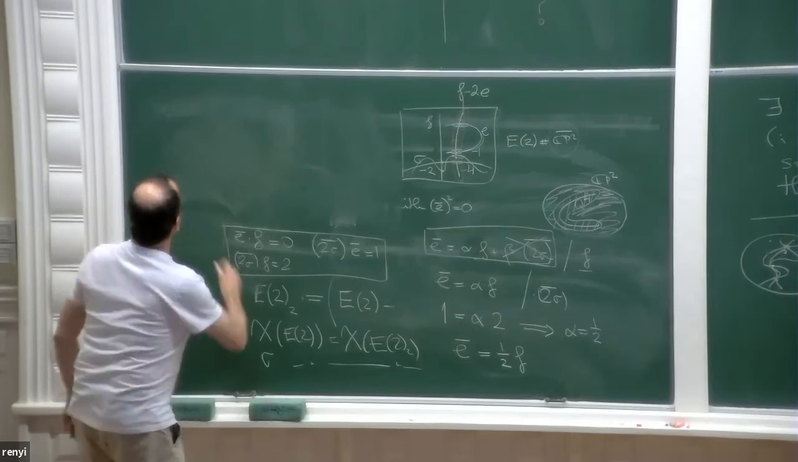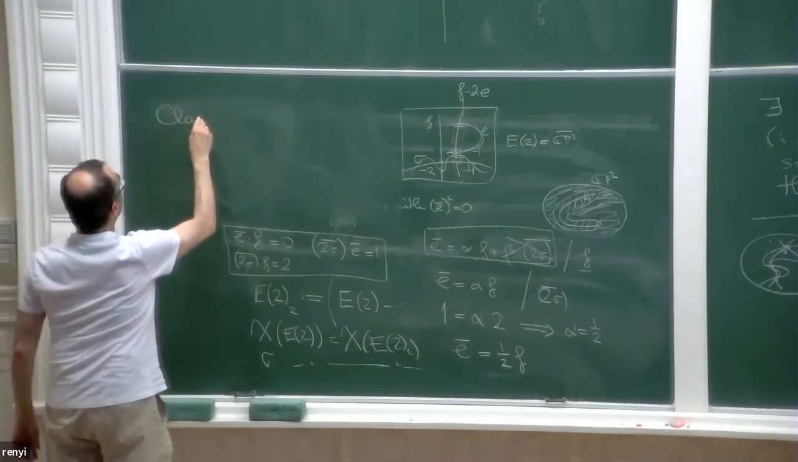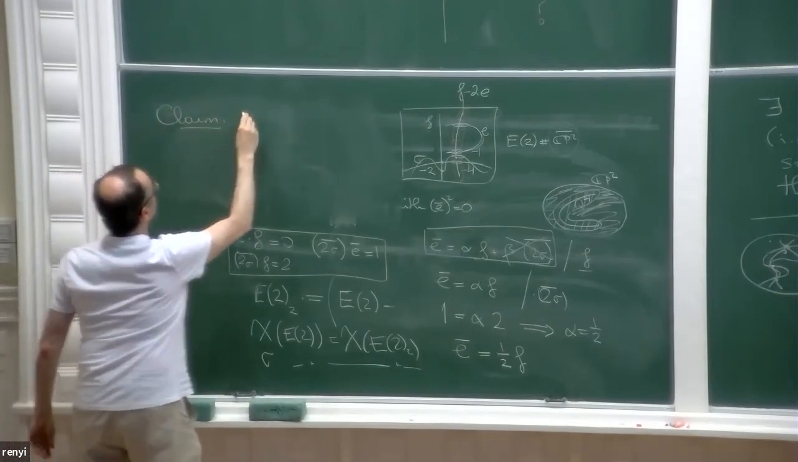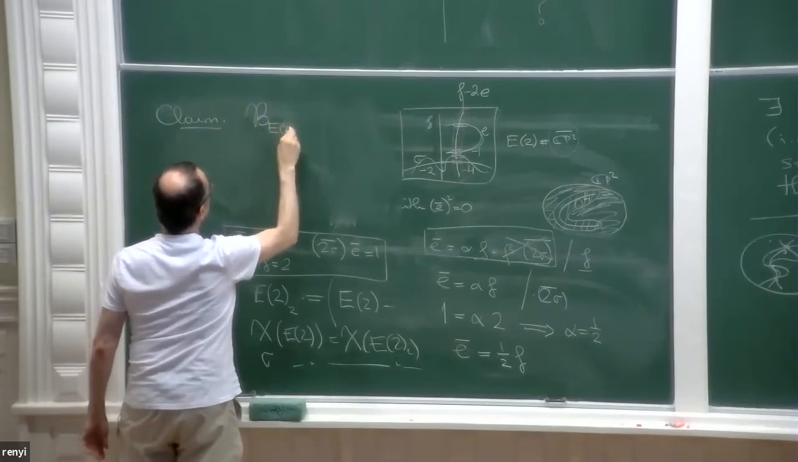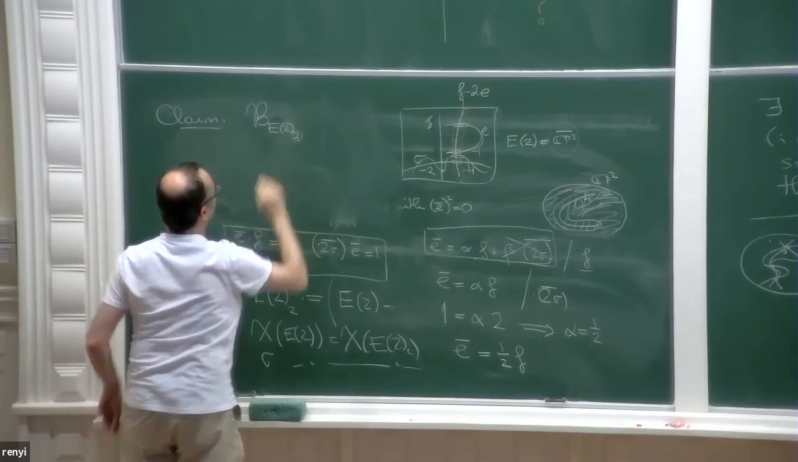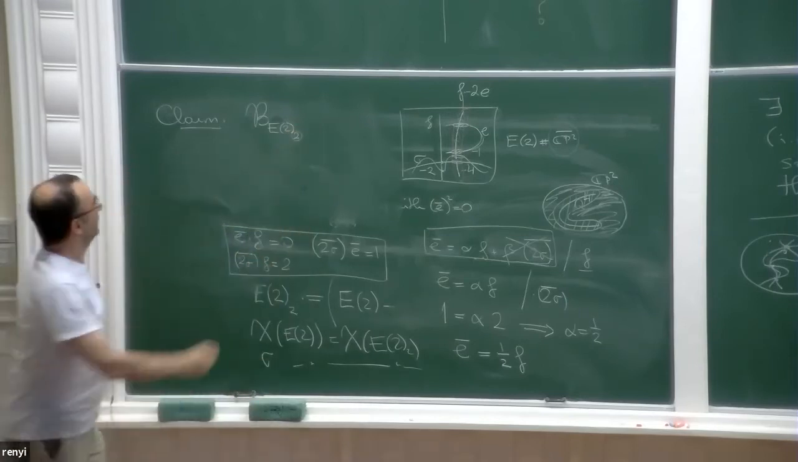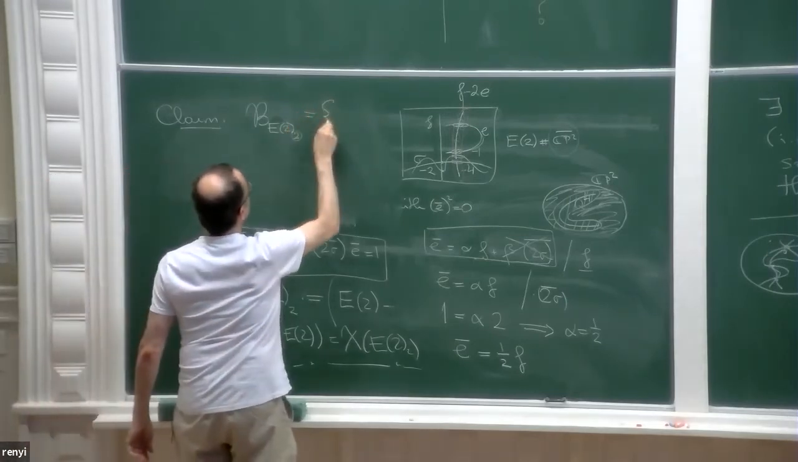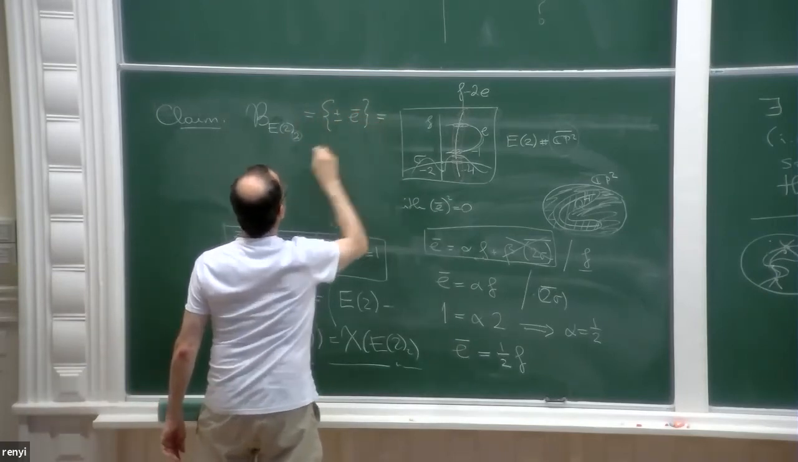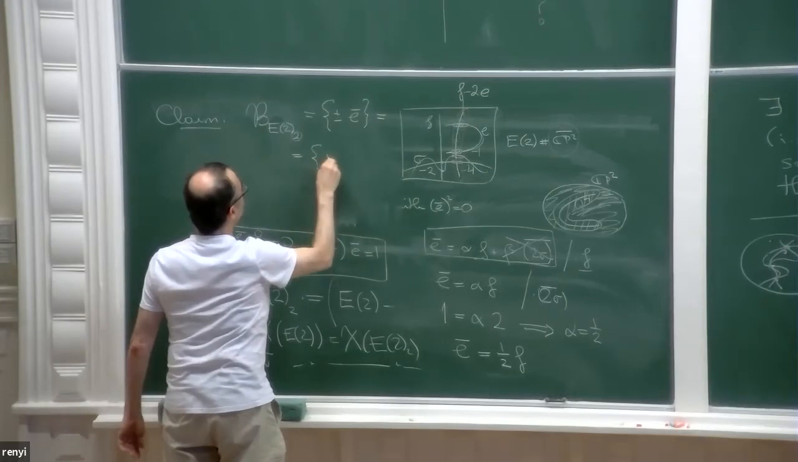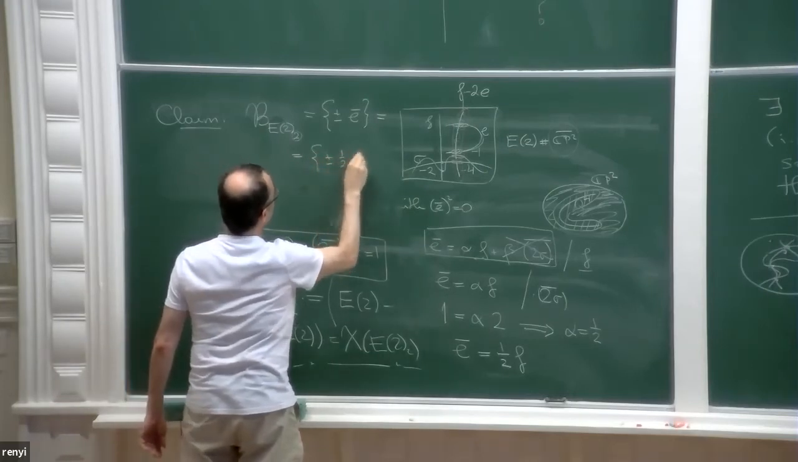Okay, so claim: the basic classes of E2, and I will explain why I picked this 2 in here, is just plus or minus E bar, said differently, plus or minus 1/2 F.